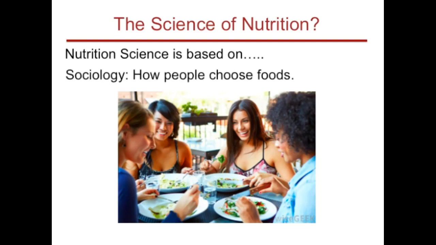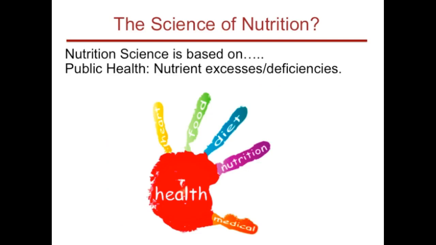Nutrition science is based on sociology, the sociology of how people choose foods. Sociology includes cultural preferences for food, or indeed cultural foods that are avoided. Within each preference or food avoidance pattern, there are a variety of different healthy eating patterns that we'll discuss as the year proceeds. Nutrition science is also based on public health and how nutrient excesses or nutrient deficiencies, particularly in vitamins and minerals, can lead to disease in populations.